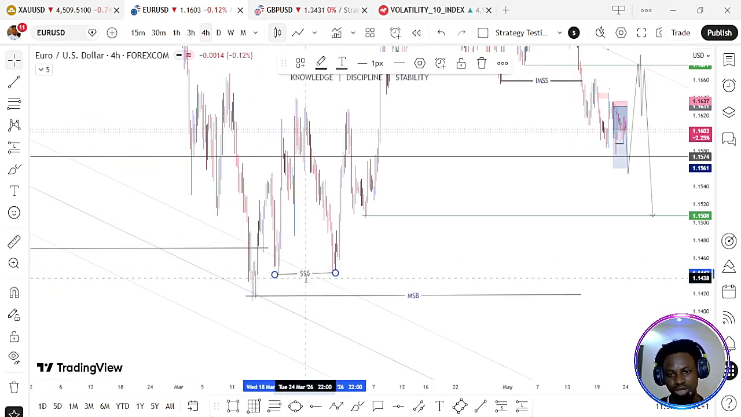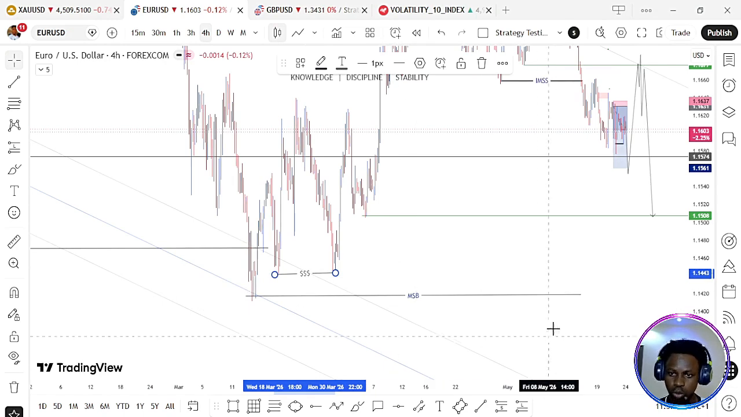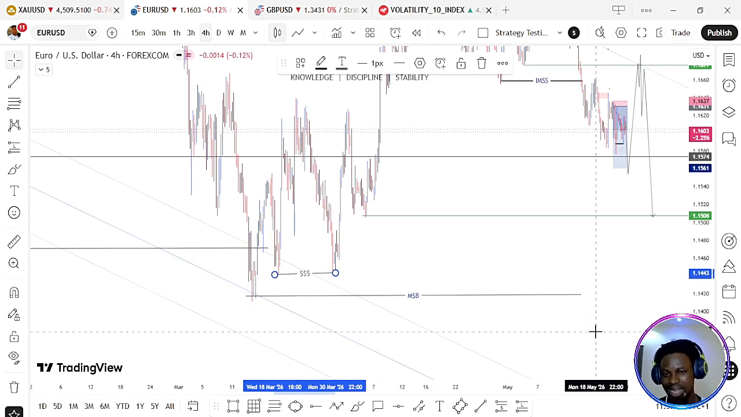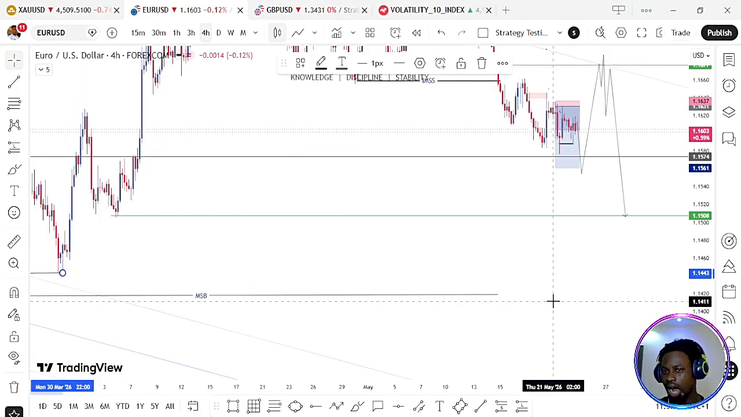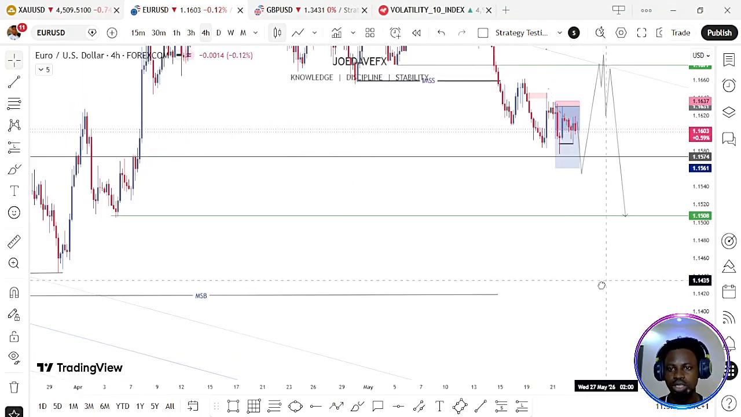And once price is able to take out this, I can guarantee you we are closing below this one. And that is going to give us our new break of structure. And it's going to be very clear that we are now so much bearish across all time frames. So this is for EURUSD.